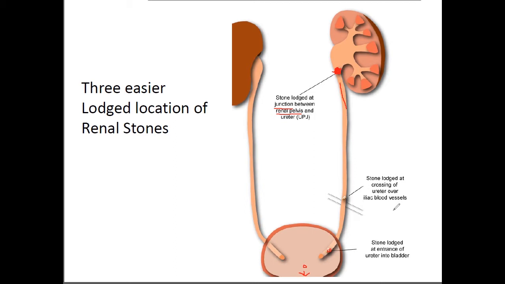And the second part, we have a narrow place, where the ureter passes over the aortic blood vessel. That forms a narrow part, and kidney stone easily blocks there. And the third part where kidney stone easily blocks is where the ureter goes into the bladder, because that is another narrow part. So these three parts easily cause the kidney stone to block when passing through the ureter.